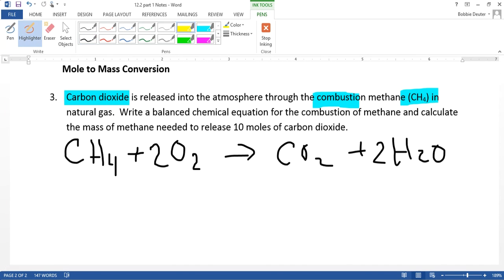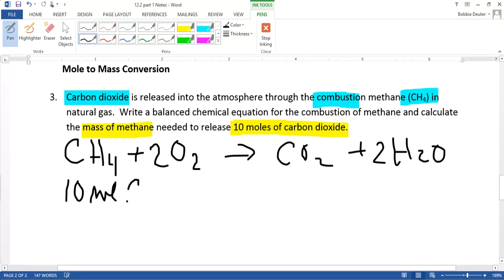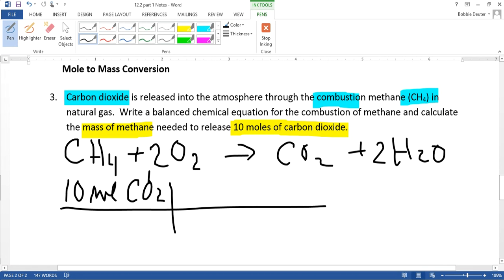Let's see what they ask us to do. Calculate the mass of methane needed if you have 10 moles of carbon dioxide released. So our given is our 10 moles. We want to start with that, so 10 moles of CO2. The next thing is going to be our molar ratio. We look up here: we have 1 mole of CO2. That's given, so that cancels out. The labels cancel, and we want to go to methane.